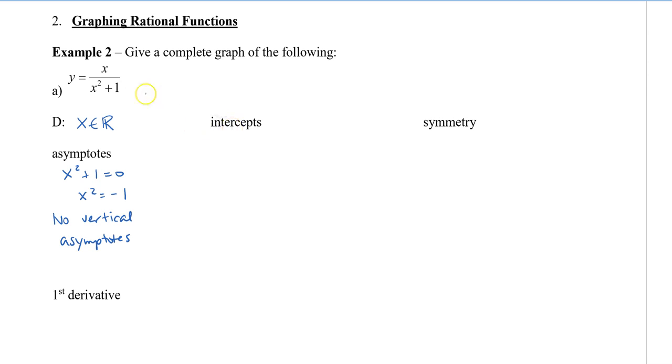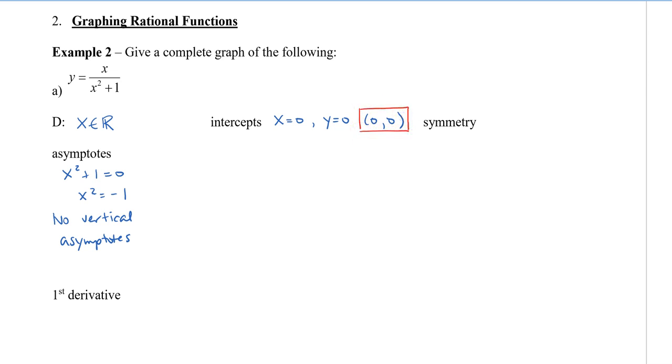Now, for intercepts, when I plug in x is 0, I get y equals 0. So I have a point 0, 0. Now similarly, if I place y to be 0 and I solve for x, I still will get 0, 0. So here's my first point that I have.